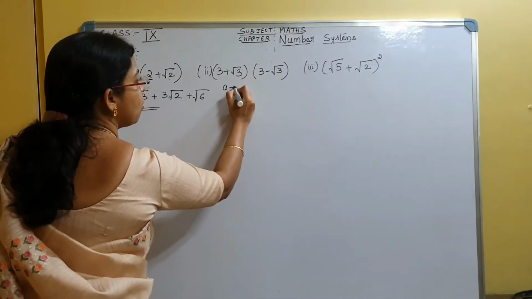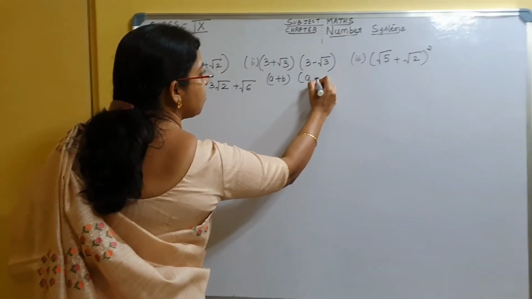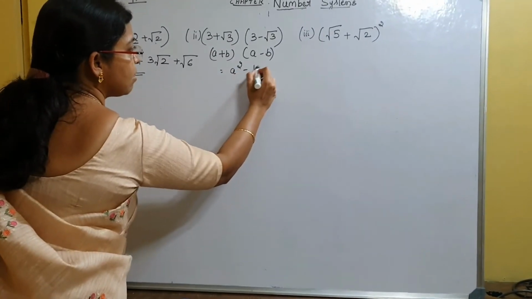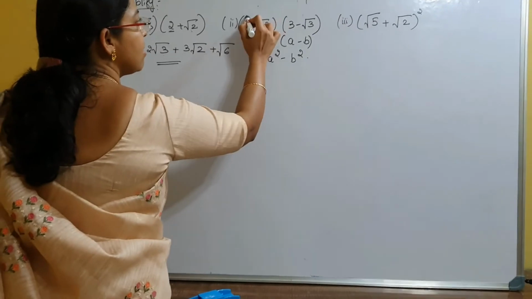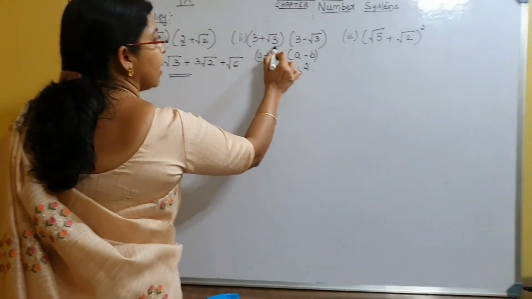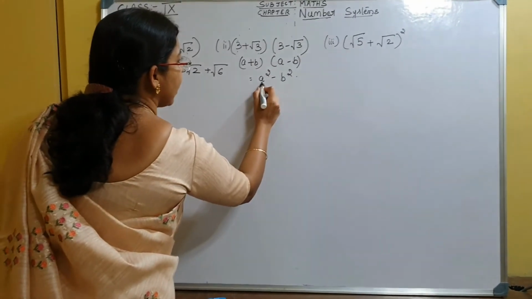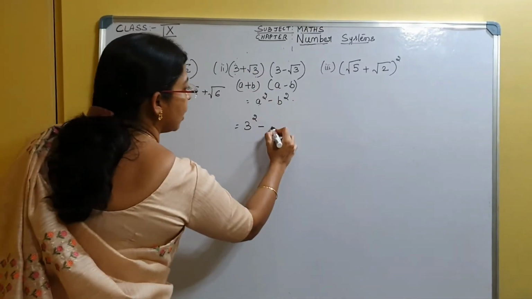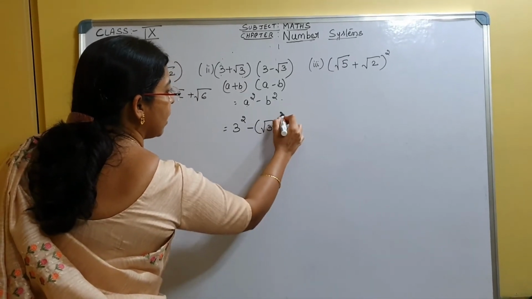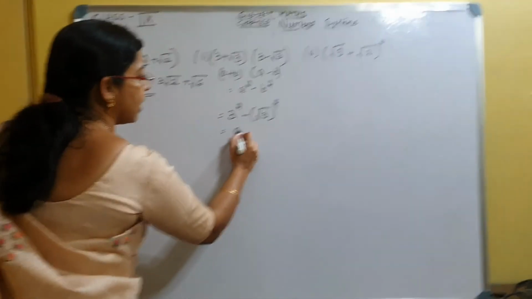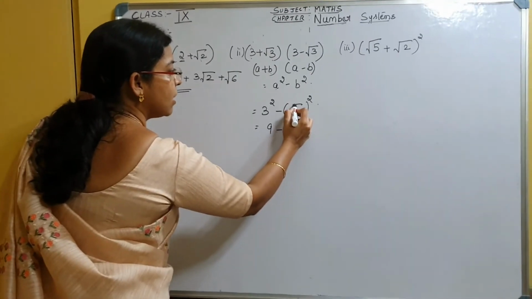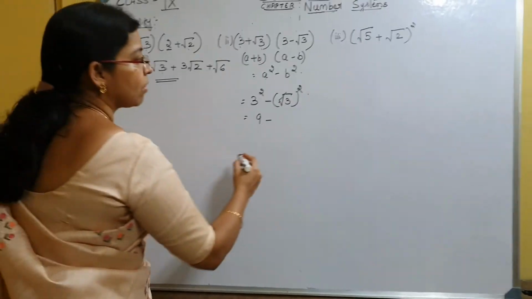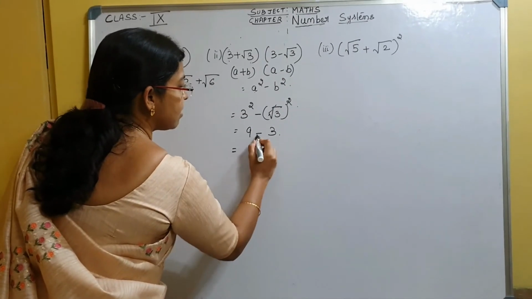Here, 3 plus root 3 and 3 minus root 3. This is in the form of A plus B into A minus B. So what does this identity say? It is A square minus B square. Consider 3 as A and root 3 as B. A square is 3 square, minus B square, which is root 3 the whole square. 3 square is 9, minus, whenever we square the square roots, they get cancelled. 9 minus 3 is 6.